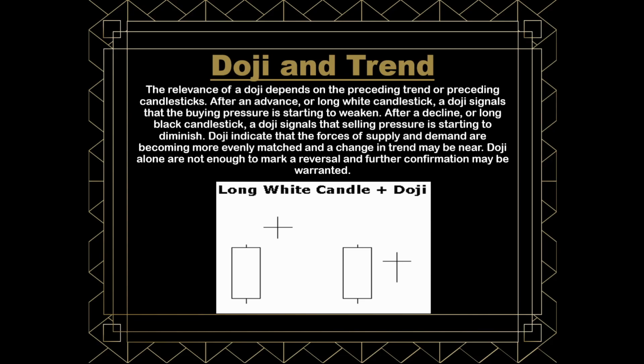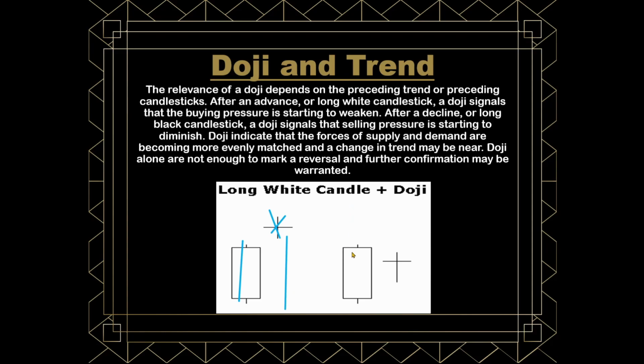Doji indicate that the forces of supply and demand are becoming more evenly matched, and a change in trend may be near. Doji alone are not enough to mark a reversal, and further confirmation may be warranted. So if you're looking for a reversal and you spot a doji at the top like this, we have our buying pressure moving up, and then we get this doji. Confirmation of the reversal would be the next candlestick being a bearish candlestick moving its way down.